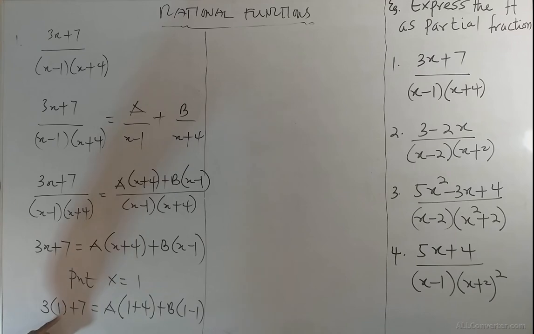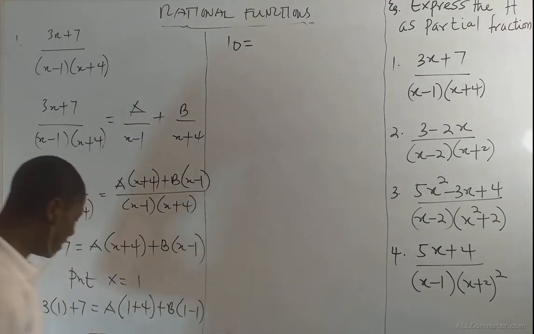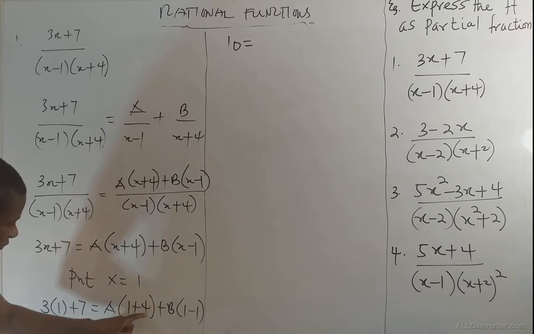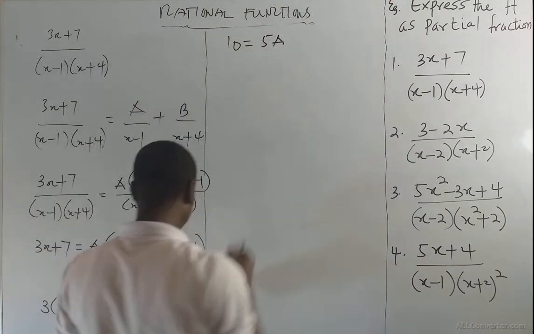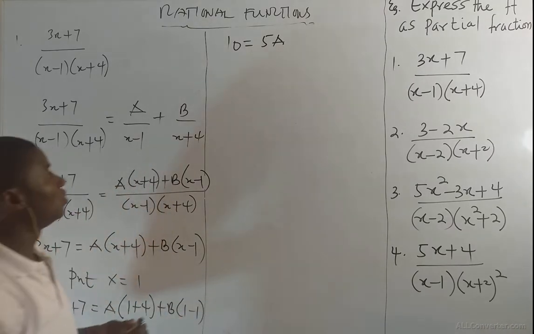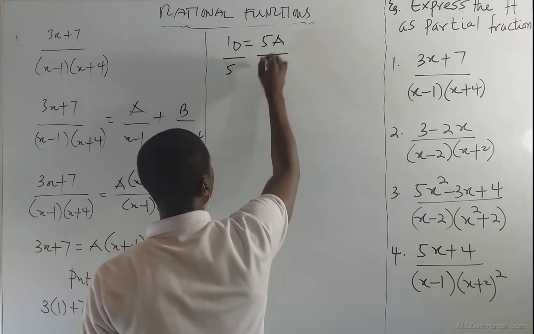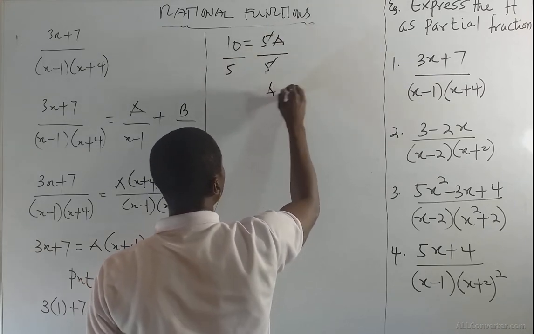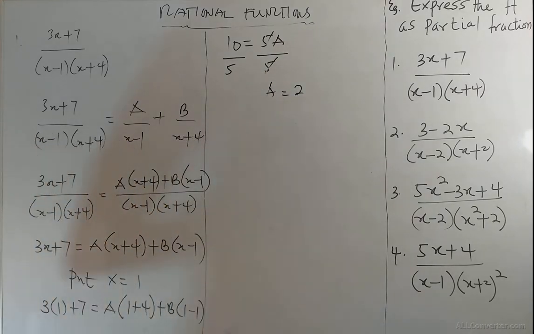Now 3 times 1 is 3, plus 7 is 10. So we have 10 on the left hand side. On the right hand side, 1 plus 4 is 5. 5 times a is 5a. Don't forget that the b is no more because 1 minus 1 is 0. 0 times b is gone. So here we divide both sides by 5. Then a will be equal to 10 over 5, which is 2. So the value of a is 2.